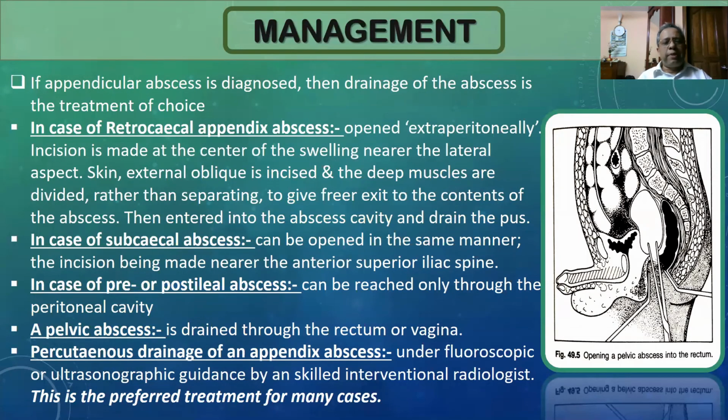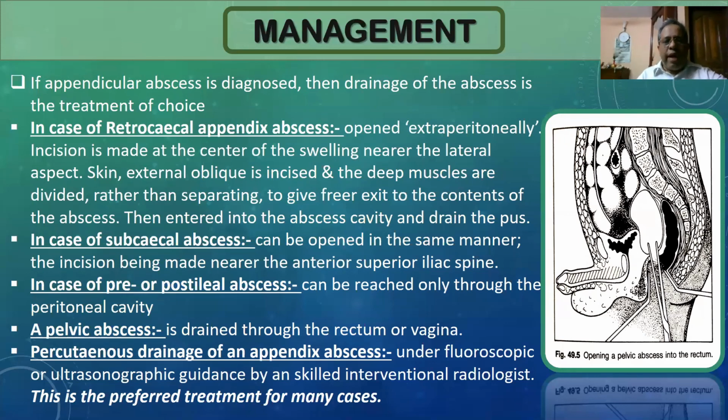In case of subcecal abscess, it can be opened in the same manner because it is very near to the lateral wall. The incision is made nearer to the anterior superior iliac axis, more down. But in case of pre-ileal and post-ileal variety, it can be reached only through the peritoneal cavity. Very important one. A pelvic abscess is drained through the rectum or the vagina.